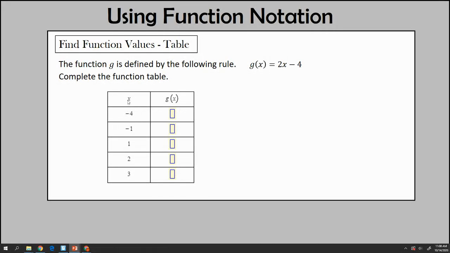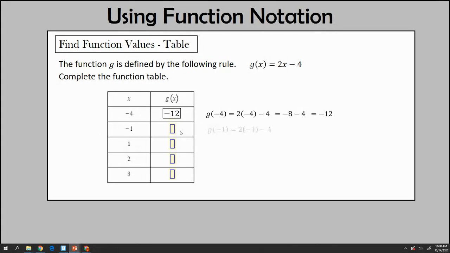So when x is -4, we're going to find g of -4. I'm going to take this g function, 2x minus 4, and replace the x with -4. Now I calculate this to find the answer. 2 times -4 is -8. Now -8 minus 4 is really -8 plus -4. That's -12. So when you input -4, the output is -12.